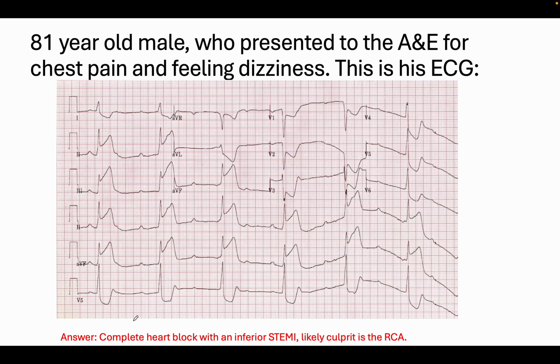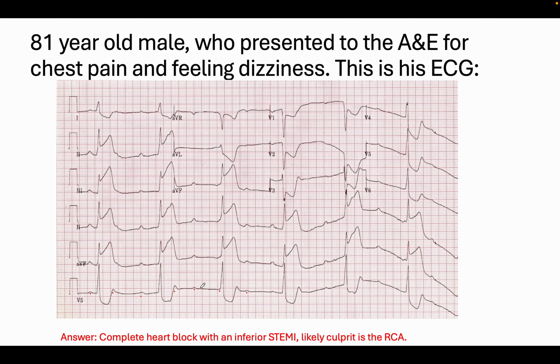So again, if you don't know what complete heart block is, feel free to check out the video labelled AV blocks. It's explored further there, but we'll quickly go through why it's a complete heart block here. So there's clear AV dissociation. You can see a P wave there, you can see a P wave at the end of the T wave, a P wave there, a P wave there, a slight P wave there, a P wave there, and a P wave there. So each P wave is not followed by a QRS, so there's AV dissociation.